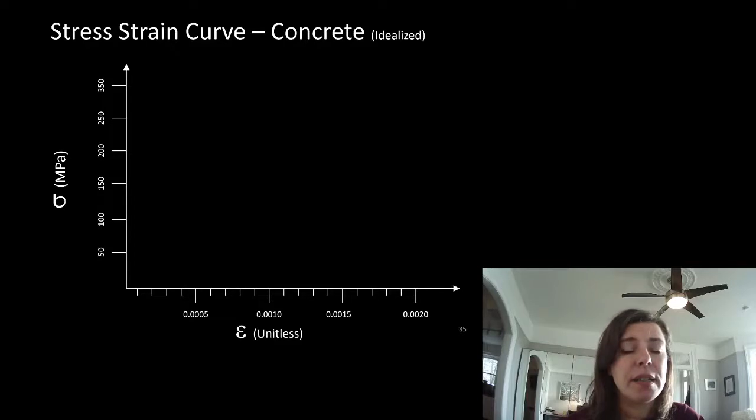So concrete, what do you think? Do you think concrete is ductile or brittle? Remember, that's that ability to have large-scale deformation without total failure. Well, concrete is brittle. When we hit the end of our elastic zone, we fail concrete. Now, you're probably thinking, concrete doesn't deform. It can't revert back to its original shape.